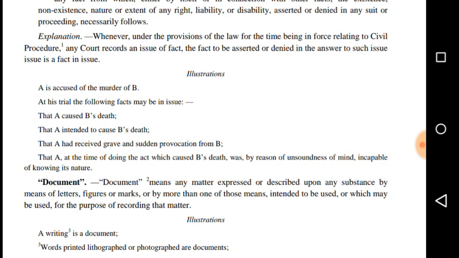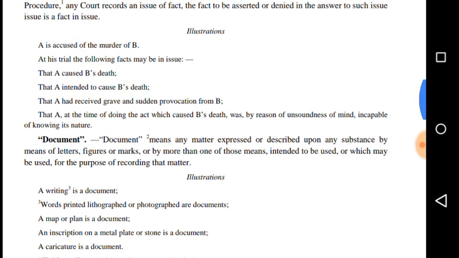At his trial, the following facts may be in issue: that A caused B's death, that A intended to cause B's death, that A had received grave and sudden provocation from B, that A at the time of doing the act which caused B's death was, by reason of unsoundness of mind, incapable of knowing its nature. Okay, these may be facts in issue.